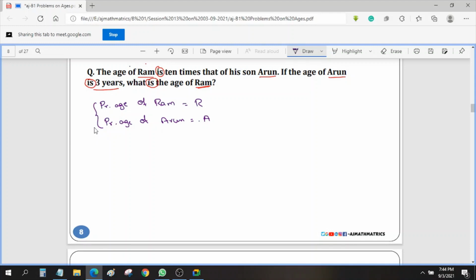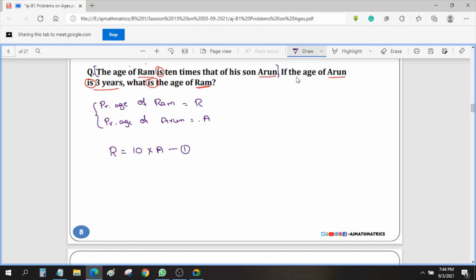Next we need to convert the data into the equation. Now how do we convert the data? Simple, take the data as it is, what is given here. So the age of Ram, which we are assuming R, "is" means equal, 10 times means 10 into, times means into age of Arun. So R = 10 × A. This is the first equation.